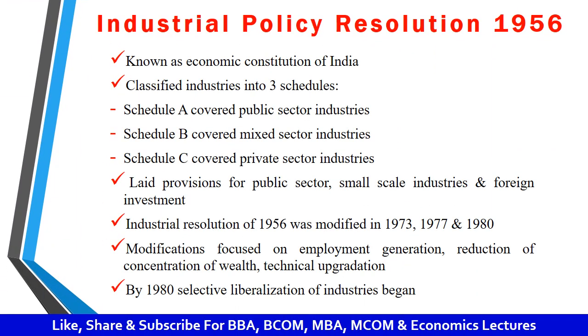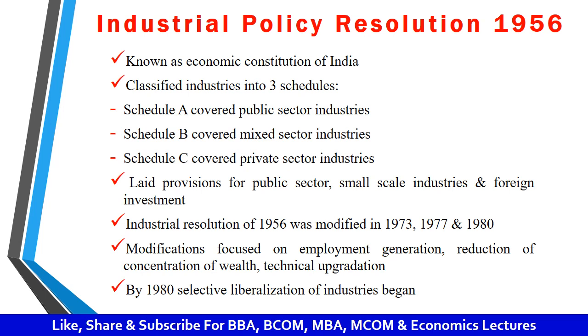In 1956 came another industrial policy resolution, which is also known as the Economic Constitution of India. This policy classified the Indian industrial sector into three schedules. Schedule A covered the public sector industries, B covered the mixed sector, which included the public and the private industries, while the C included only the private industries.